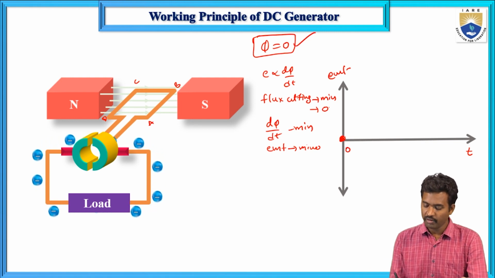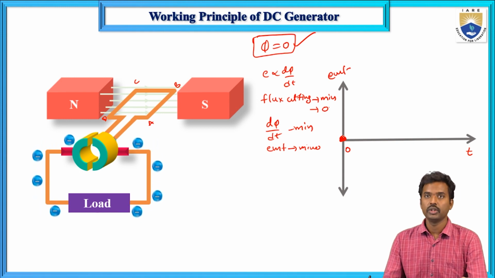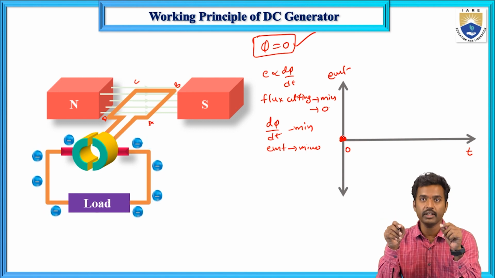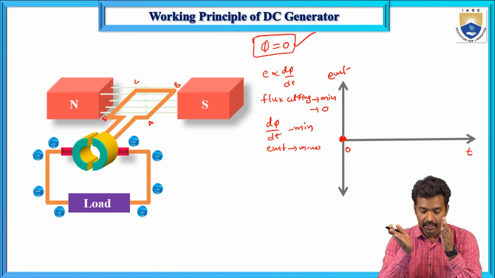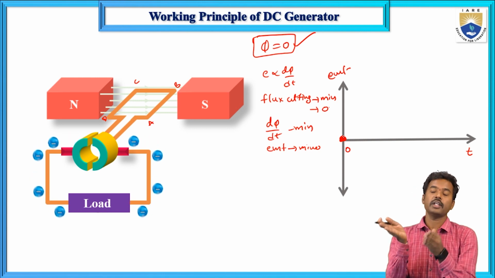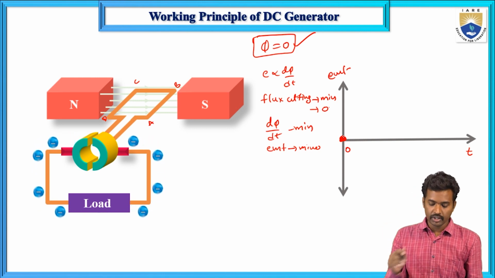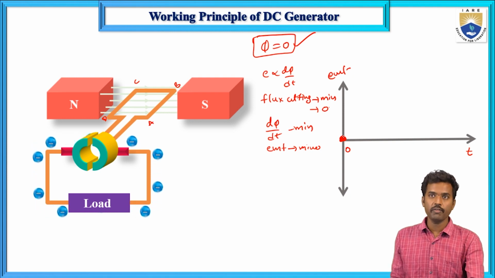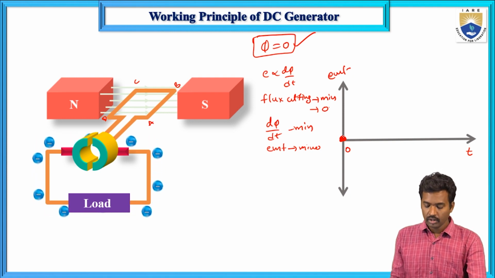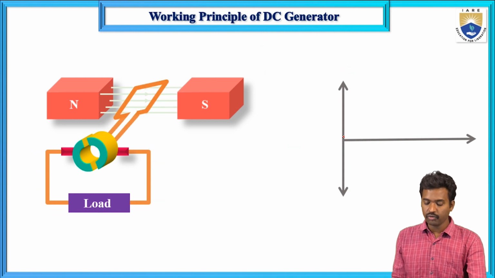So induced EMF is minimum value, and at 45 degrees angle. First I will explain one complete rotation in the anti-clockwise direction. If I rotate a single turn conductor anti-clockwise for one complete revolution, how much EMF will be generated, that I will explain. Now here at 0 degrees, now at 45 degrees.